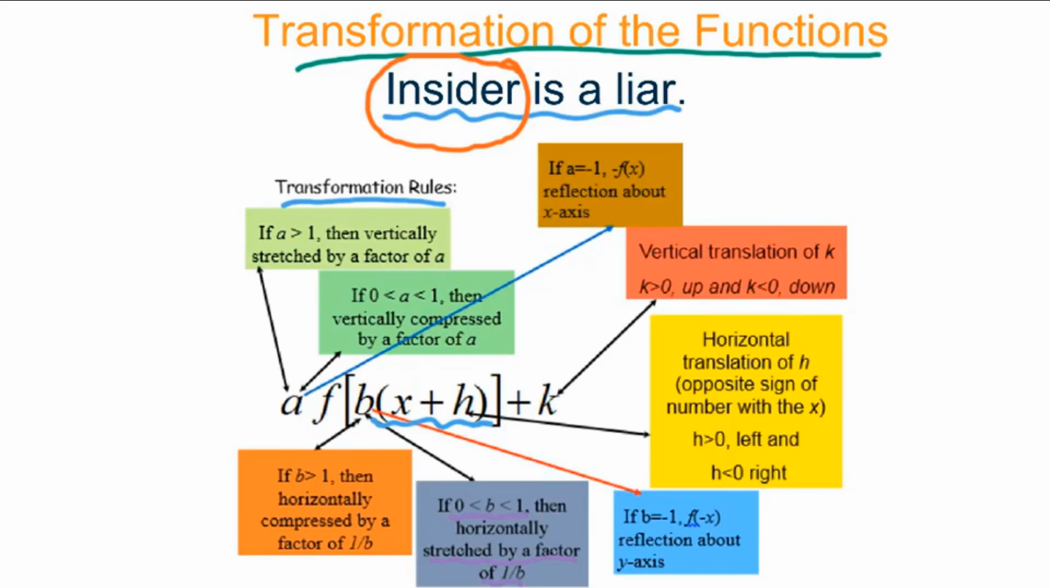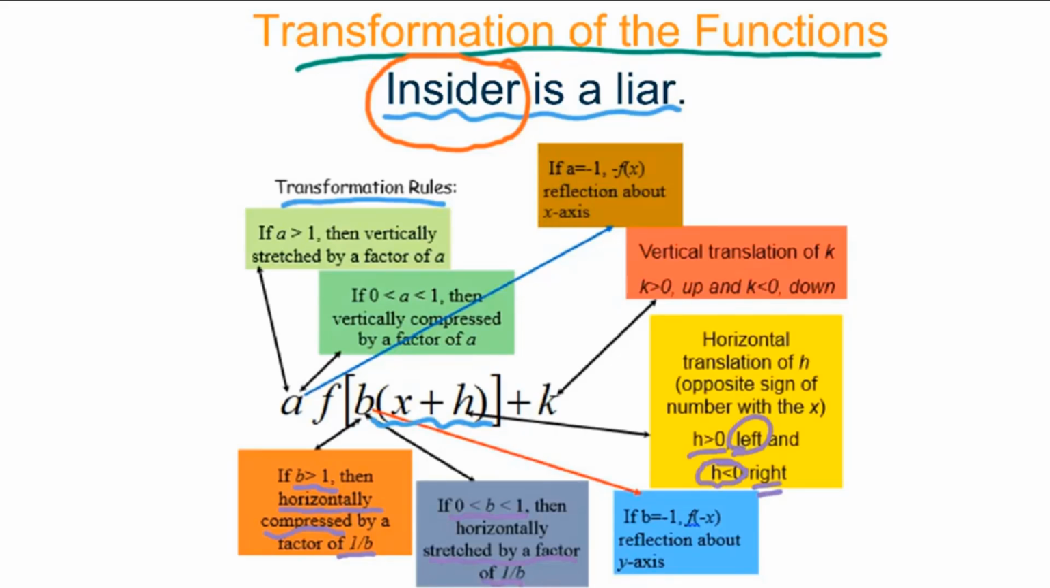1 over b. When b is greater than 1, we have to do a horizontal compression by a factor of 1 over b. When h is positive, you need to move to the left. When h is negative, you need to move to the right.